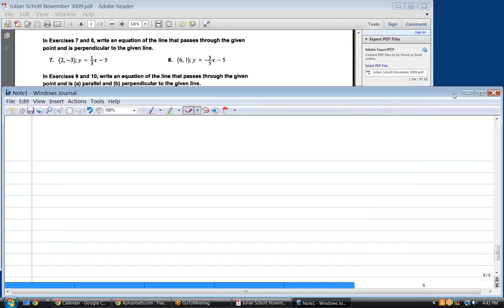Okay, write the equation of a line that passes through the given point and is perpendicular to that given line. Well, so they're saying we need an equation that passes through this point and has a slope of what? 1 over 3. The negative reciprocal. So negative 3 over 1. So negative 3 is the slope of our line. Now we have a point and a slope.